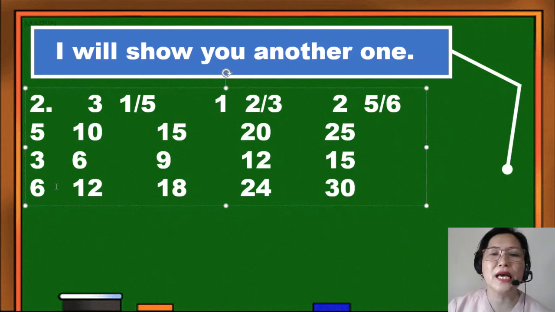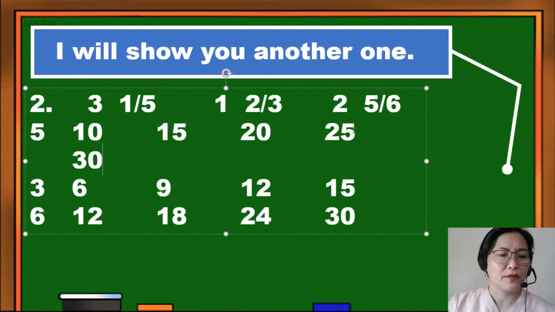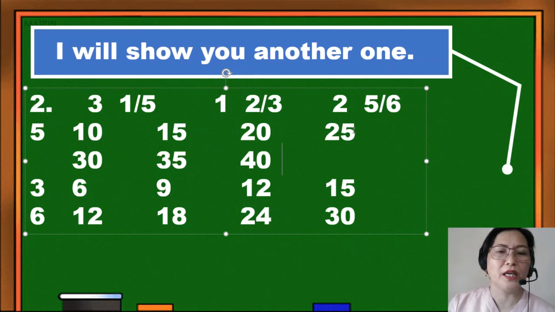Can you see now a common multiple which will become the LCD? Not yet. So what are we going to do? Let's add more multiples to them. Let's proceed with 5. 25 plus 5 is 30. 30 plus 5 is 35. 35 plus 5 is 40. And 40 plus 5 is 45.